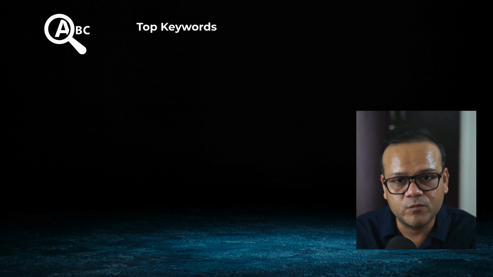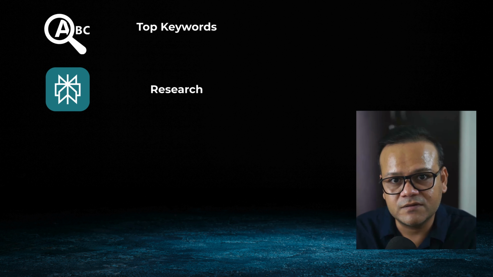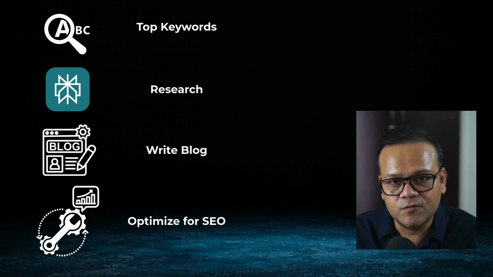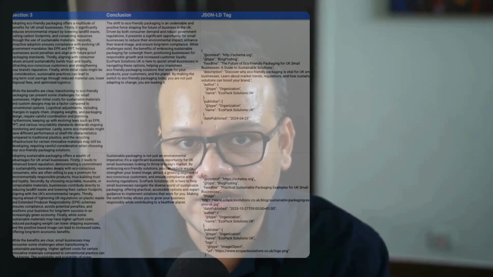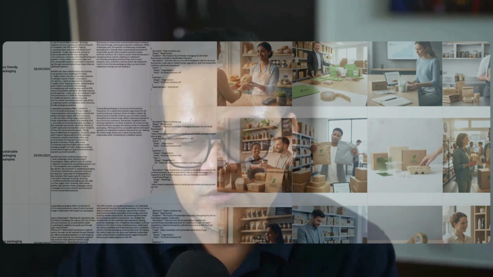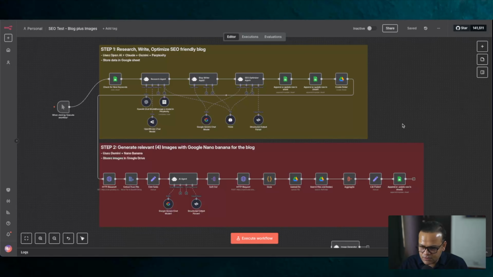There are 4 components to this workflow. First, we have to pick the keywords. Then we research those keywords, whatever is happening in the world around those keywords, using some AI nodes like Perplexity. After that, we are going to write a blog and then we will optimize that blog for SEO, make it SEO friendly. After that, we are also going to make it AI friendly by adding markup structures like JSON-LD. And not just that, we are also going to use Nano Banana to generate images for the blog. So this is the overall workflow.